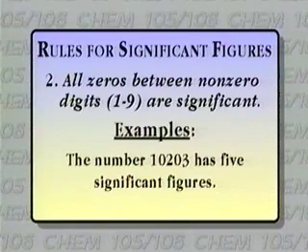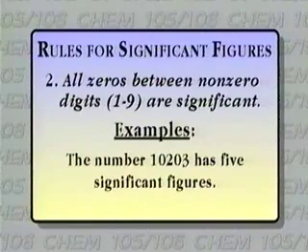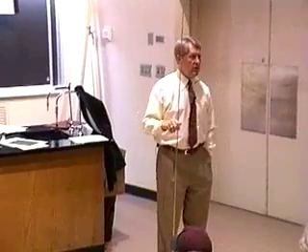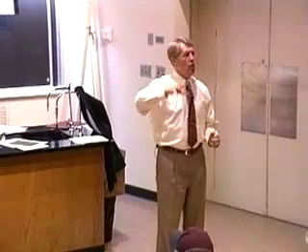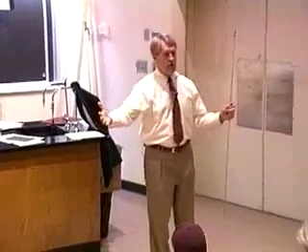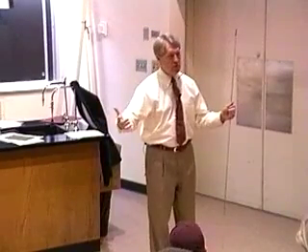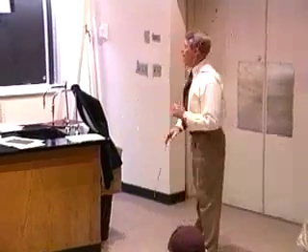And here's some examples of that. The number 10203. Notice that those 2 zeros fall between digits, and so they are in fact measured quantities. They're not just accidental, they're measured quantities. We measured 10,203 units of whatever it was, grams or meters or apples or oranges. So we have 5 significant figures in that number.